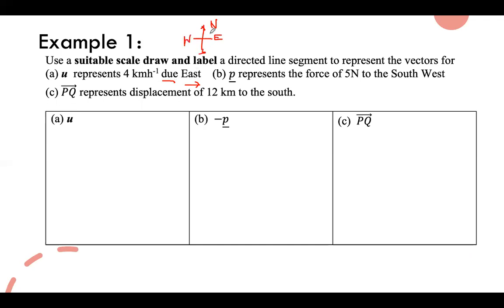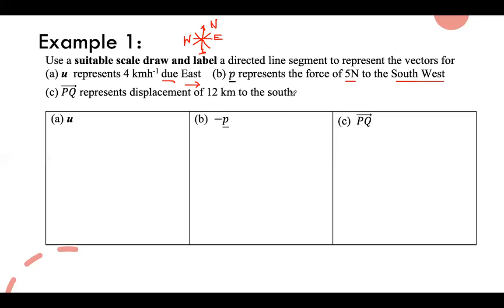Okay, so this is northeast, southeast, southwest, and northwest, right? P is the vector P that represents the force of 5 Newton to the southwest. P is a force of 5 Newton to the southwest. C is PQ, which represents the displacement of 12 kilometer to the south.